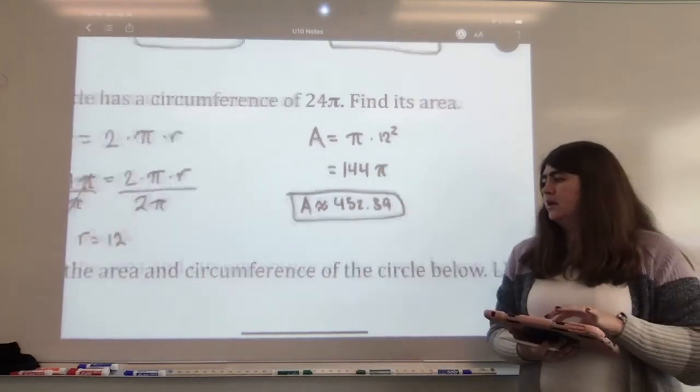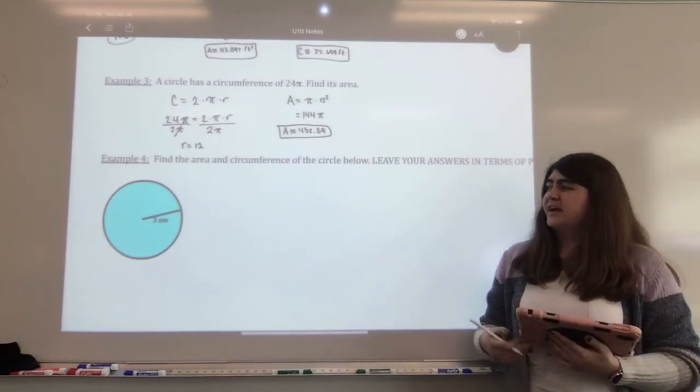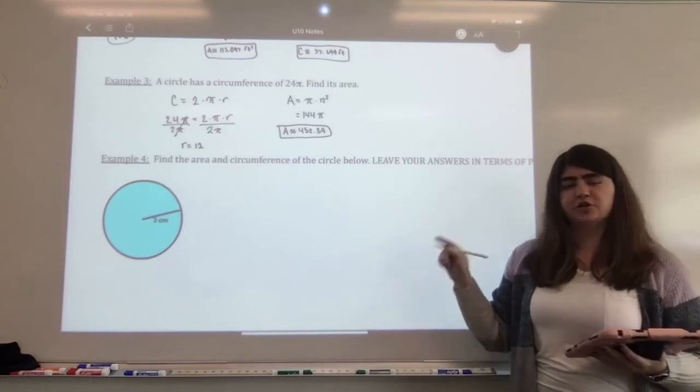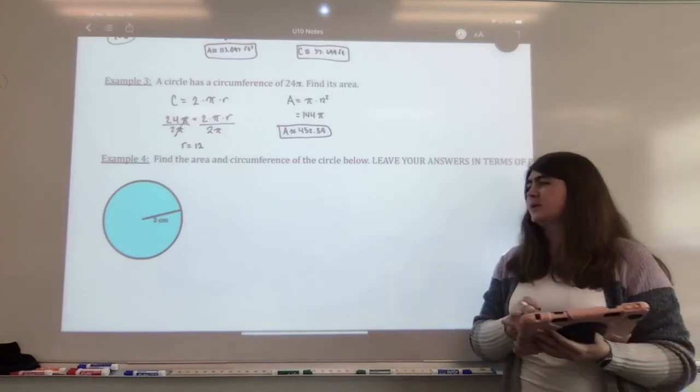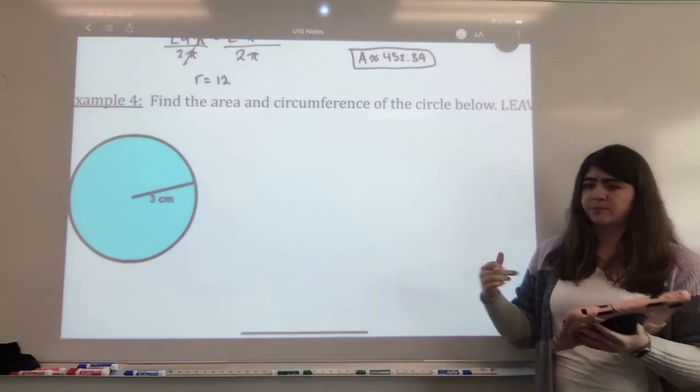All right. Our last example on this page is example 4. Example 4 says to find the area and the circumference of the circle below, and then to leave your answers in terms of pi. So we mentioned this a little bit earlier, but we're going to do this example so you can see what happens when we leave in terms of pi.